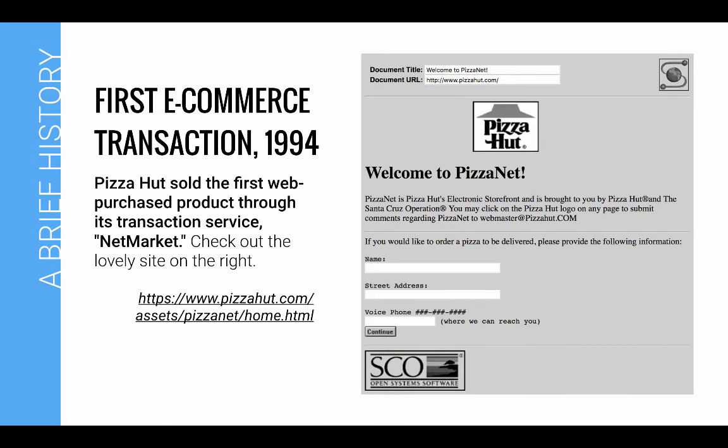If you fast forward a little bit to 1994, that was when the first e-commerce transaction actually took place. Once that happened, a lot of people started realizing, okay, we can use this for commercial uses. Pizza Hut sold the first web purchase product through its transaction service. It was called NetMarket. I think it was a 21-year-old or 24-year-old entrepreneur who started it. This is what the site looked like. That was the first site that sold something on the web.